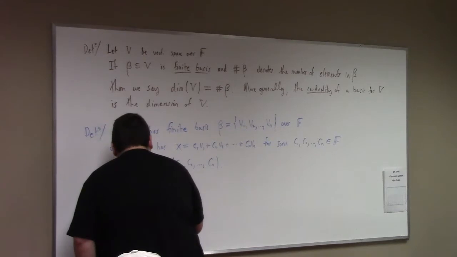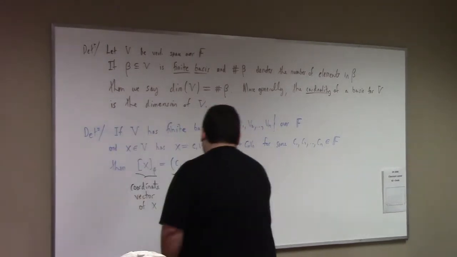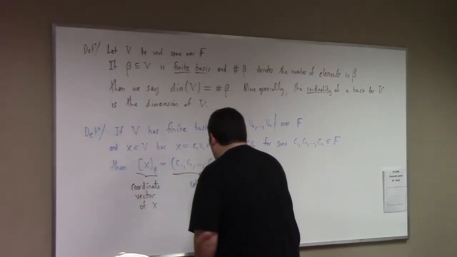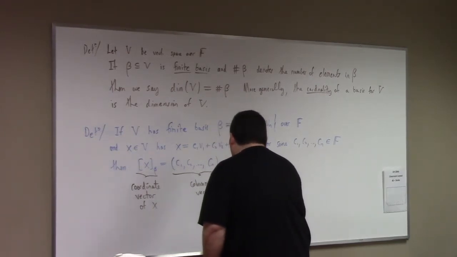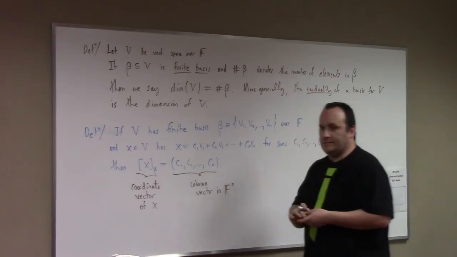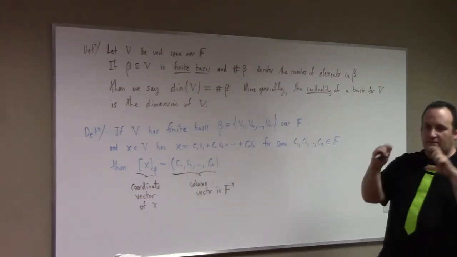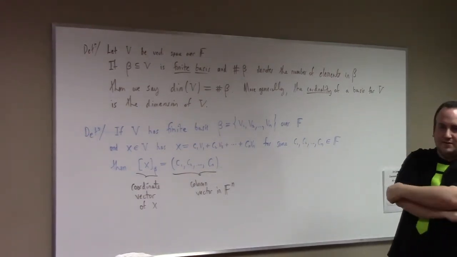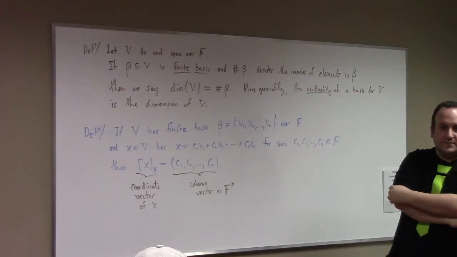Coordinate vector of x. This is a column vector in Fn. So this notation, square bracket sub beta, means the coordinate vector of the vector with respect to the beta basis for us in here.